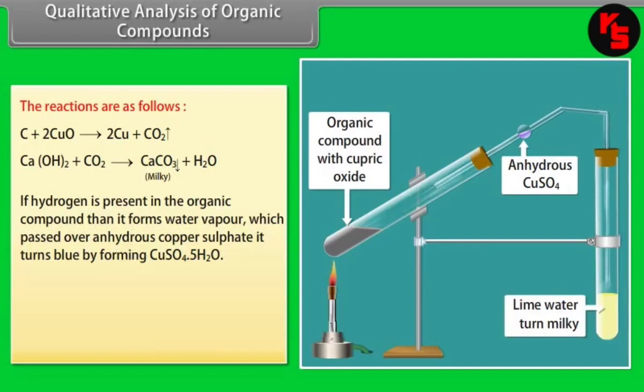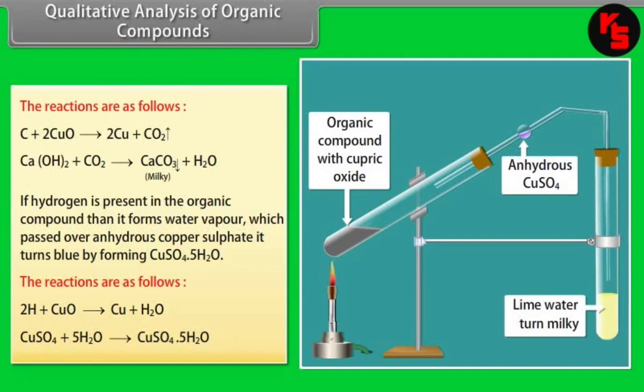If hydrogen is present in the organic compound, then it forms water vapor, which, passed over anhydrous copper sulfate, turns it blue by forming CuSO4·5H2O. The reactions are as follows. Hydrogen in the organic compound reacts with copper(II) oxide and produces copper and water. The produced water reacts with anhydrous copper sulfate, which turns blue by forming CuSO4·5H2O.